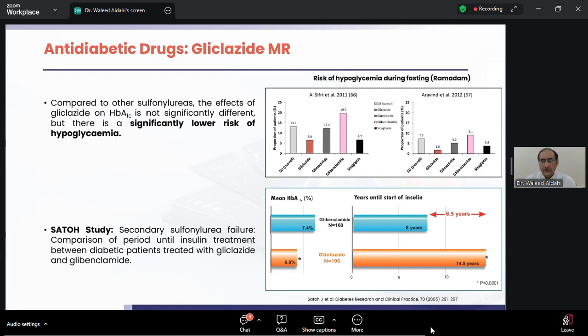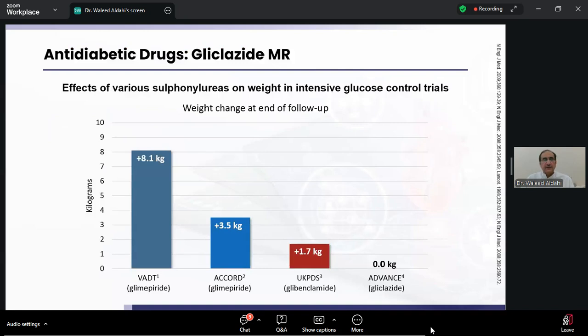sulfonylurea. And if you look down, you can see the number of years: if you want to use sulfonylurea to start insulin, you may delay the use of insulin by using gliclazide by 14.5% compared to glibenclamide, the older form, which is around 6.5%. So this is a very tolerable drug, and it may help your patient in some situations.